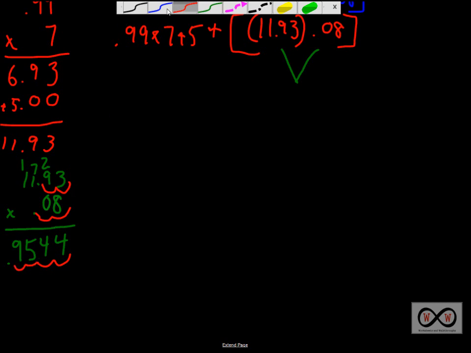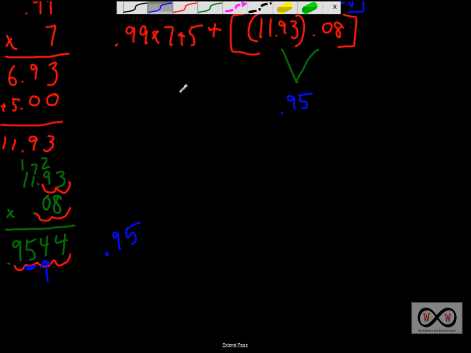And now, once again, since we're dealing with our monetary system, we have to round to the nearest hundredth. And we'll look to that 4 to the right to determine if we round up or round down. It's a 4, it's less than 5. So we round down, and in that case, we'll just keep that digit the same. So our tax will be 95 cents.